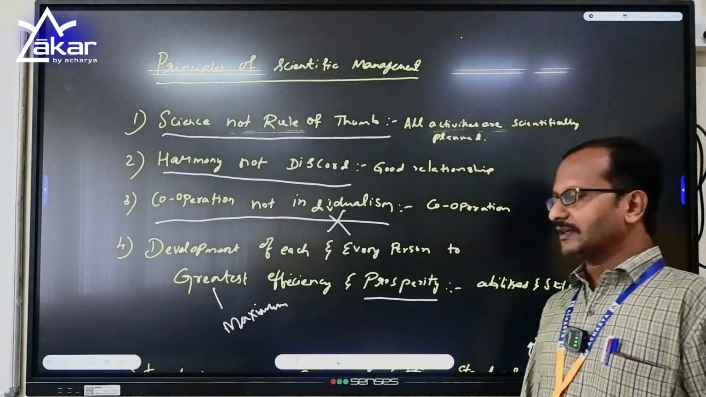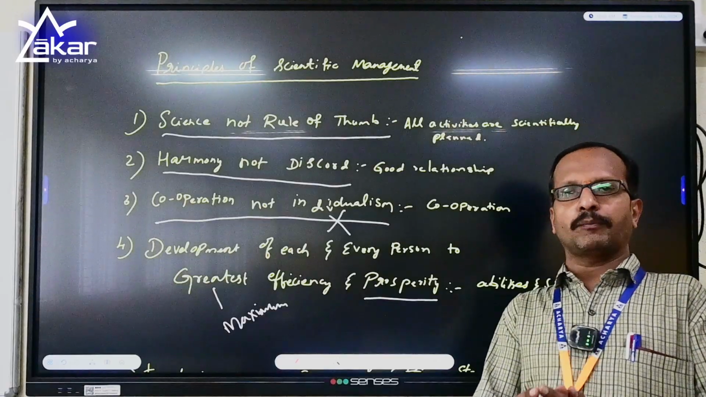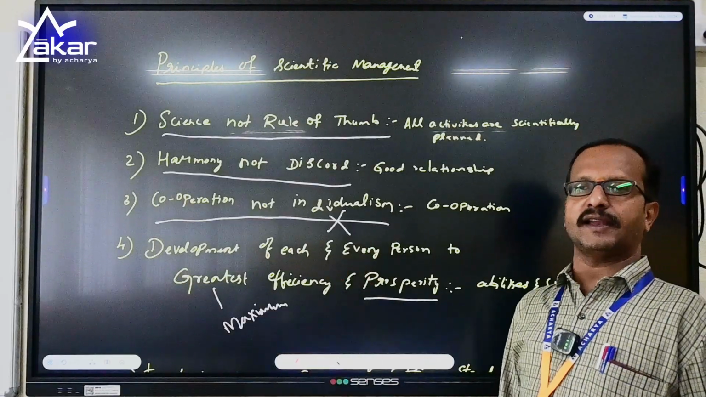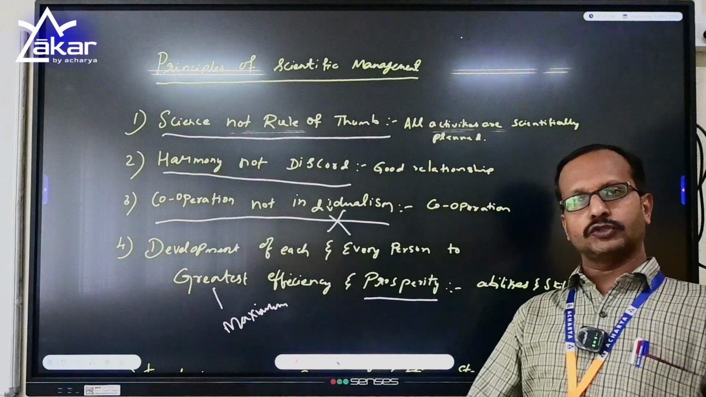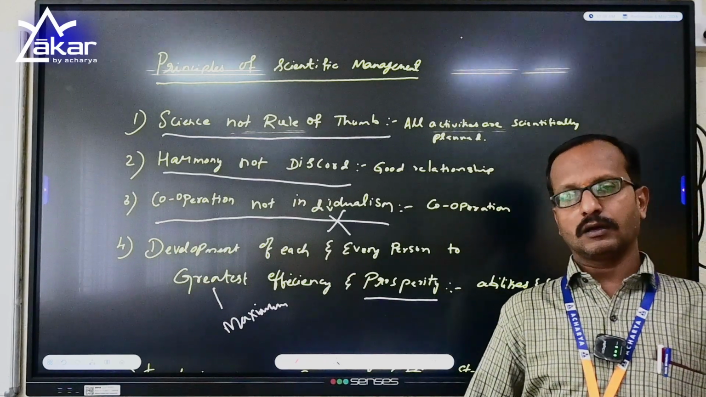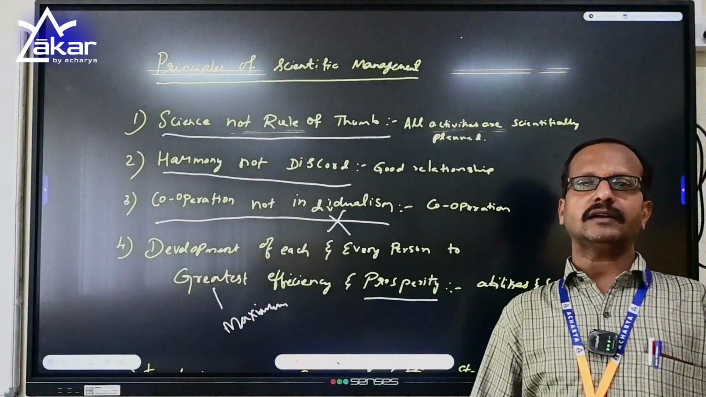So the fourth one clearly says that every individual employee has to be given an opportunity to get trained to increase the ability and skill on his job. So this is the fourth and last principle given by Taylor.